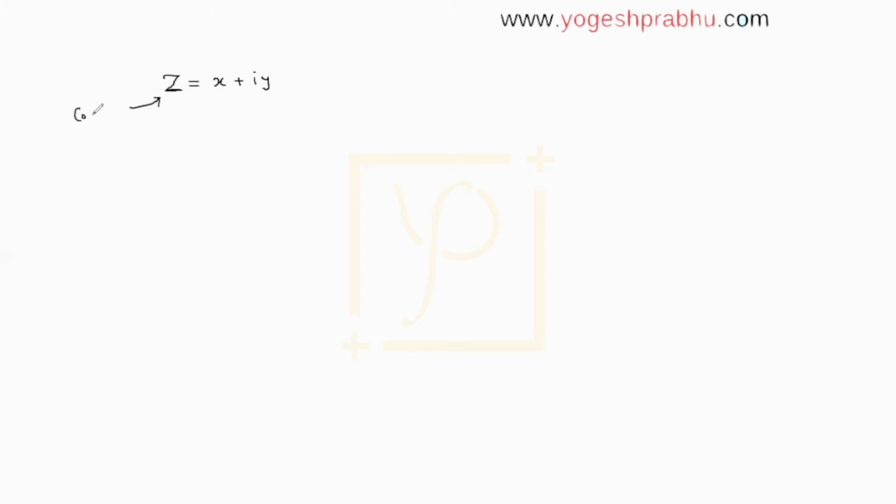The Z here is called a complex number, the x here is called the real part of the complex number, and y is called the imaginary part. i is for the imaginary part of the complex number. Okay, now I'll give you a few examples just to make you understand these things better.